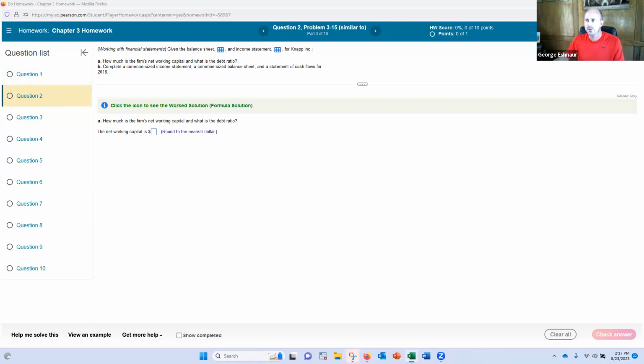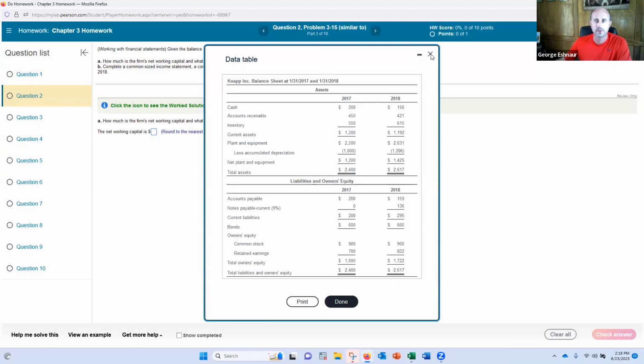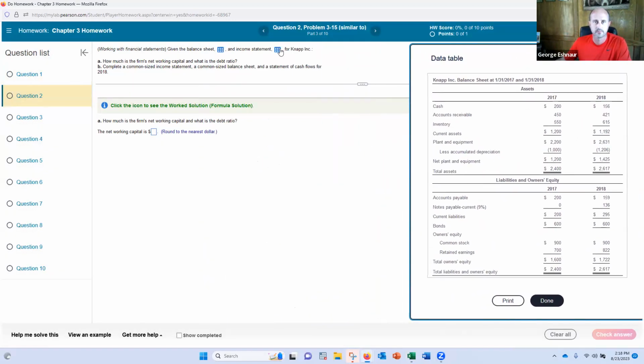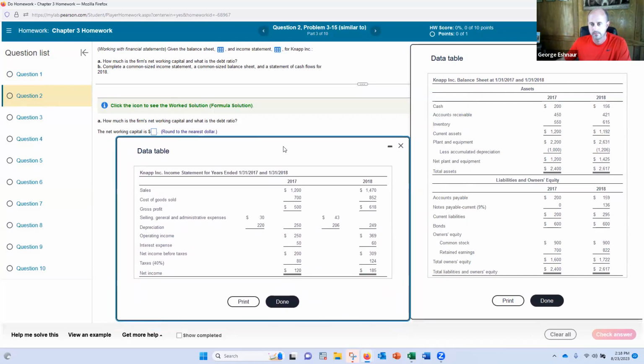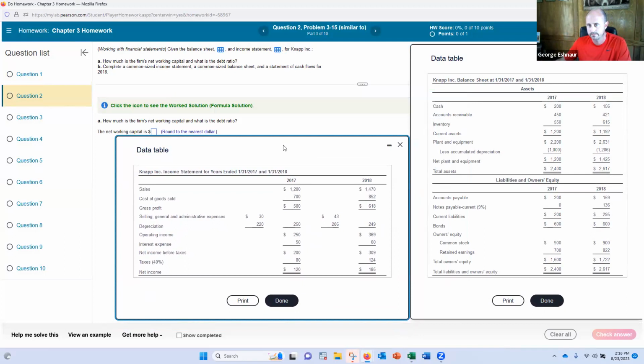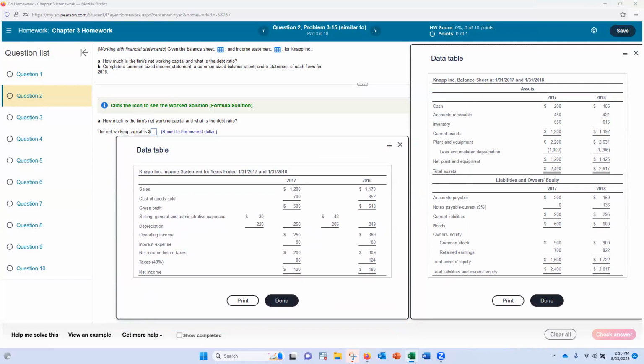Okay. So in terms of the next one, how much is the firm's net working capital and what is the debt ratio? And we'll get a little more time next week on debt ratios. But does anybody recall what the net working capital formula is? Current assets minus current liabilities.